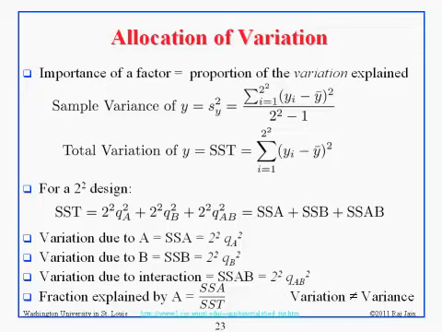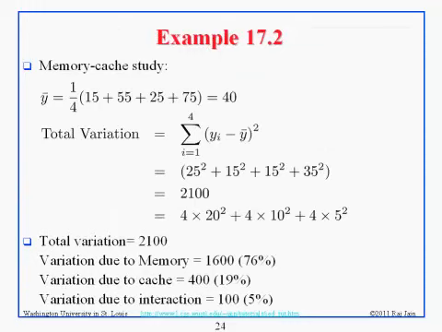An interesting thing is now we can talk about percentages. We can say the total variation is so much, and out of that 10% is explained by A, 20% is explained by B, and so on and so forth. So let's do that for this example. In this example, the total variation, if you do the sum of (yi minus y bar) squared, comes out to 2100.